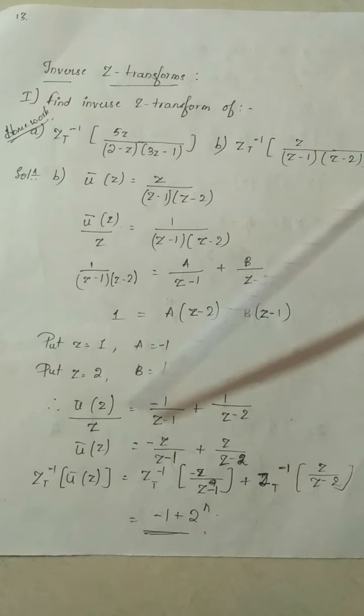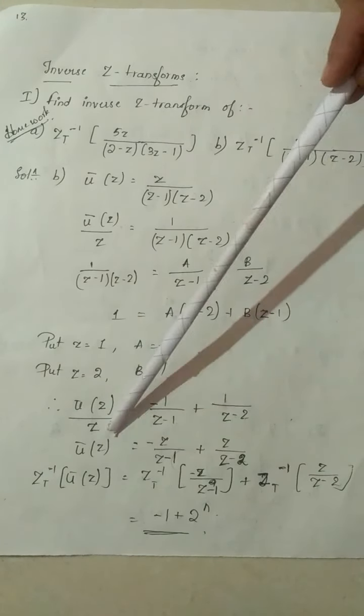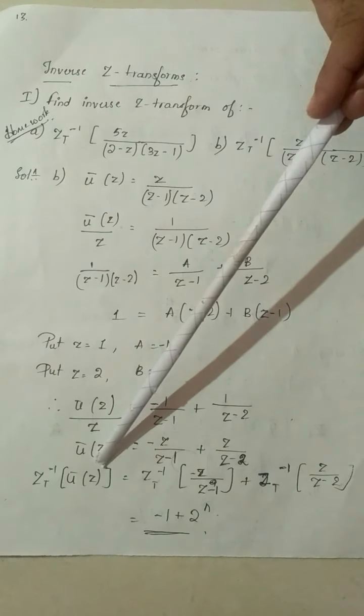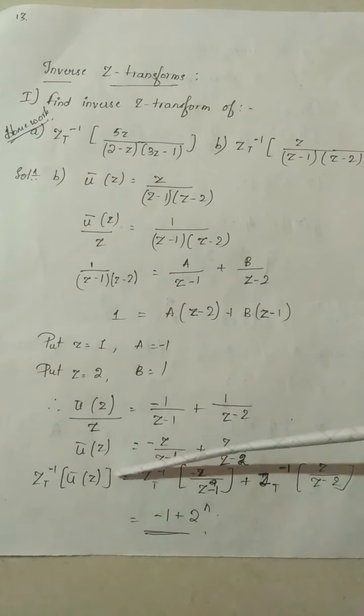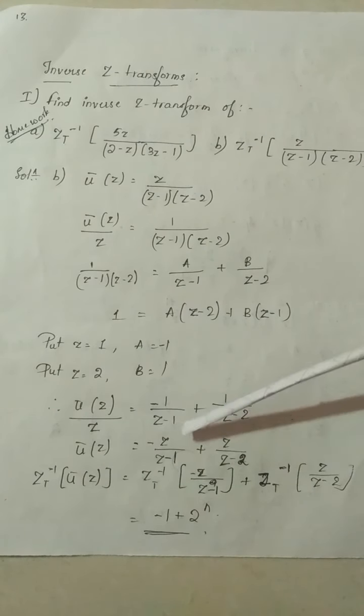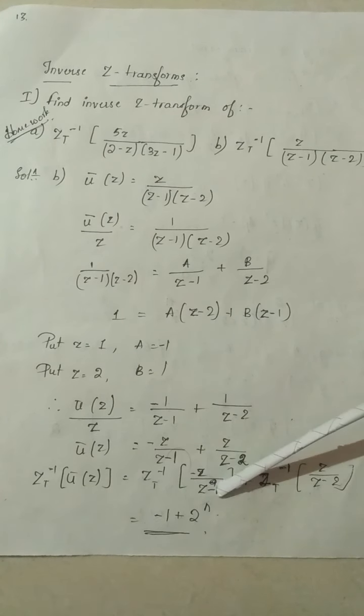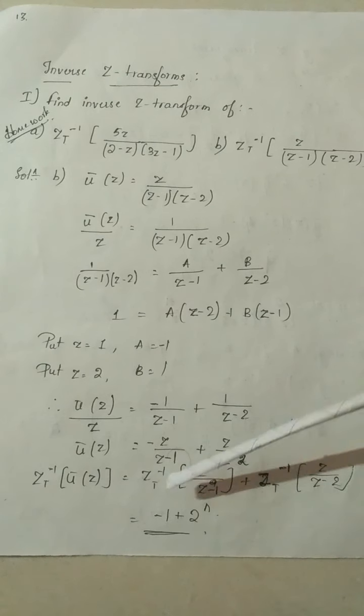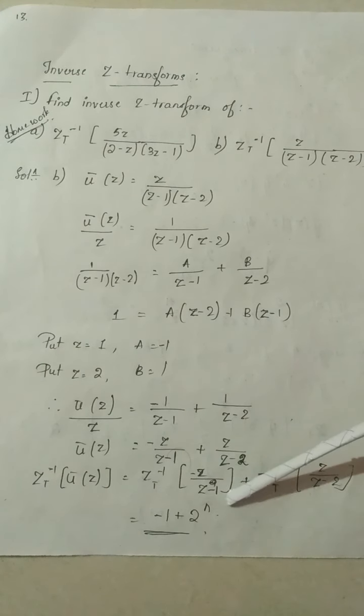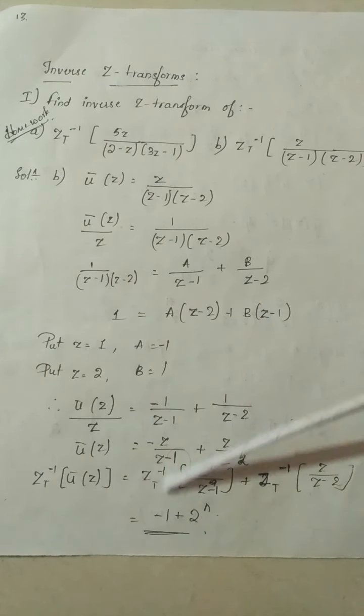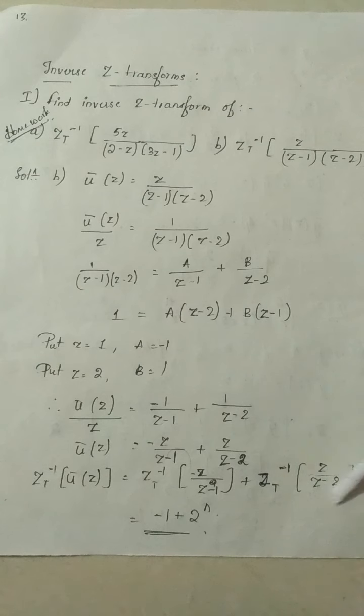So now consider inverse transform on both the sides. Inverse transform of u bar z is equal to inverse transform of minus z upon z minus 1 plus inverse transform of z upon z minus 2. Inverse transform of z upon z minus 1 is 1. Minus sign taken out. And inverse transform of z upon z minus 2. This is of the k to the power n form, z upon z minus k. It is nothing but k to the power n. That is 2 to the power n.